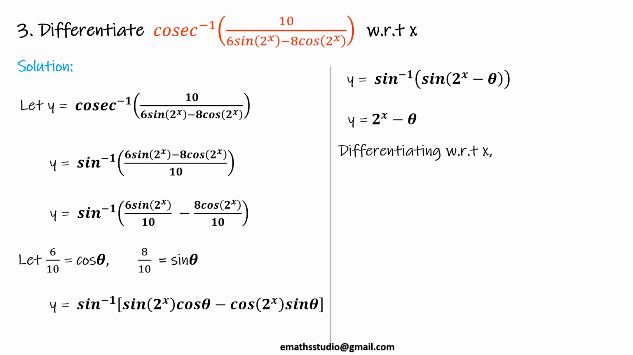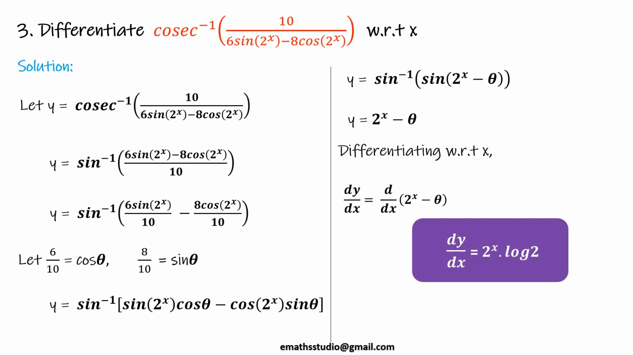Now we can differentiate this. So dy by dx is the derivative of 2 raised to x minus theta. Now theta is constant. Look at these terms, it is constant, so its derivative is 0. So only the derivative of 2 raised to x we have to write, and that is 2 raised to x into log 2.